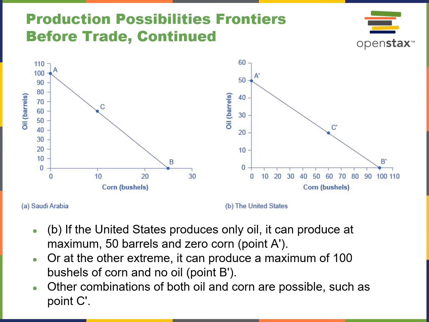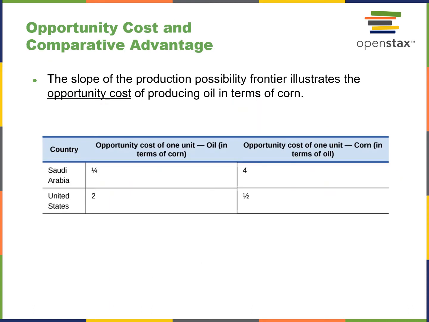We, on the other hand, are slightly different. We probably would be some mix down here, basically depending on what advantage we derive from producing one over the other. It's also discussed in terms of opportunity cost and comparative advantage. So the slope of the possibility frontier talks about the opportunity cost of producing oil in terms of corn in that example.